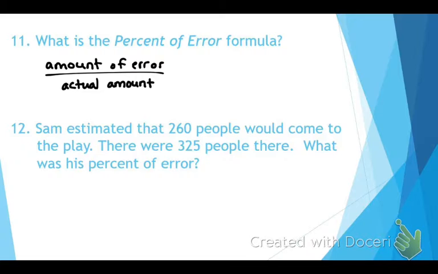For our final problem today, number 12, we're going to use this formula to help us. Sam estimated that 260 people would come to the play, but that wasn't actually how many people came. How many people came? 325. So we want to find out how much he was off, or what was his percent of error. So remember, we're always going to start with our formula, so go ahead and write it out for me. It's the amount of error divided by the actual amount.